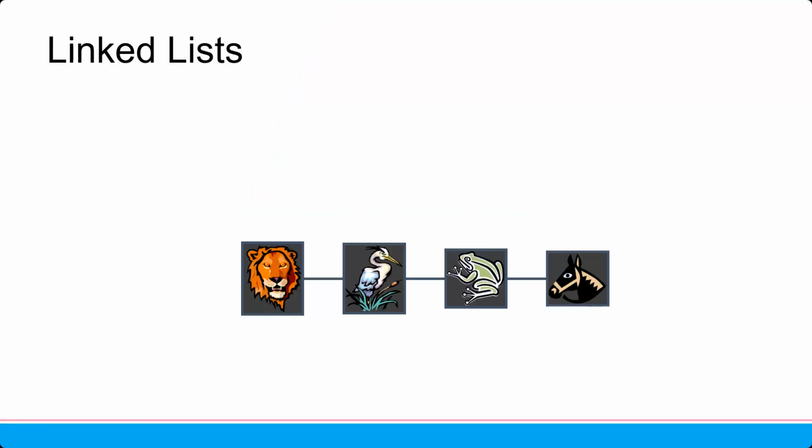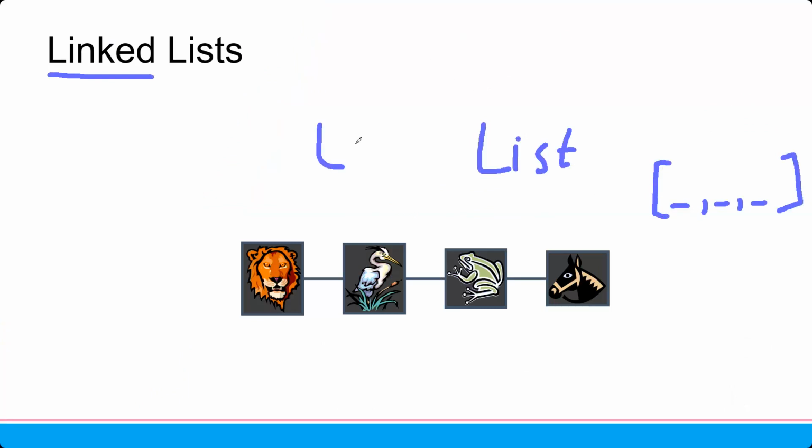A linked list, the name is list. We know a list is a data structure with the square bracket, and we know every element in the square bracket. But there will be a word, link. It means there should be a connection between each of the elements.